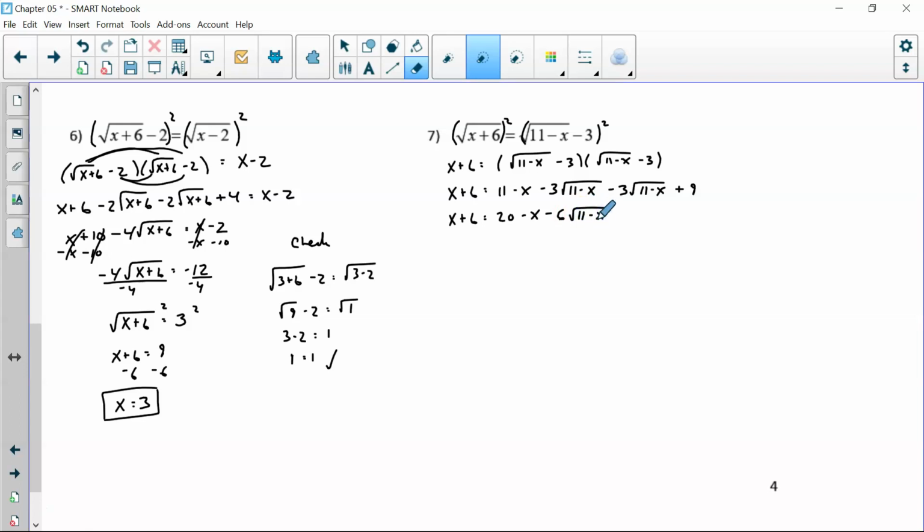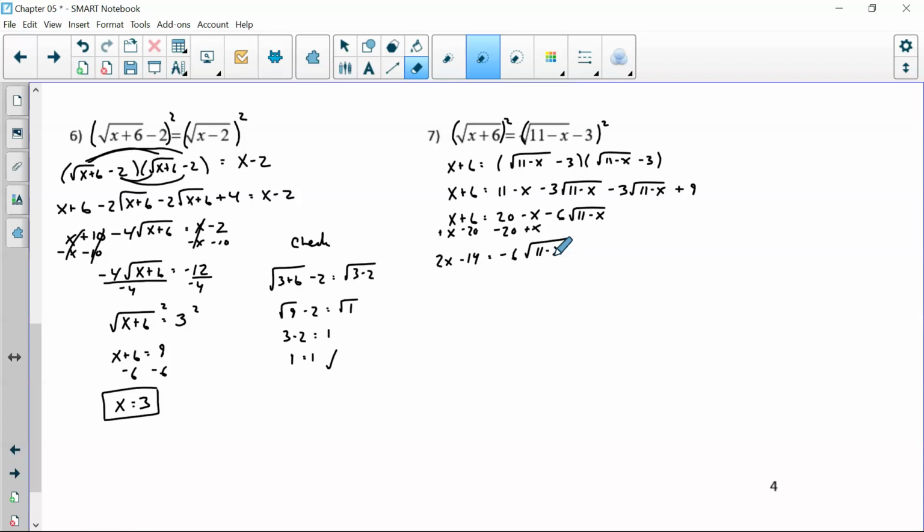Now, isolate the square root again. So we're going to subtract 20 from both sides, and we're going to add x to both sides. So we get 2x minus 14 equals negative 6 times the square root of 11 minus x.